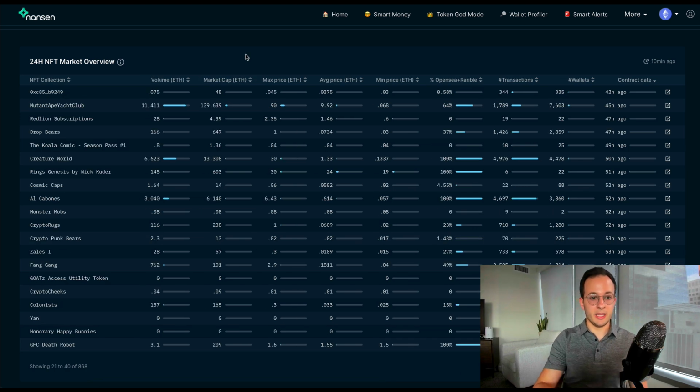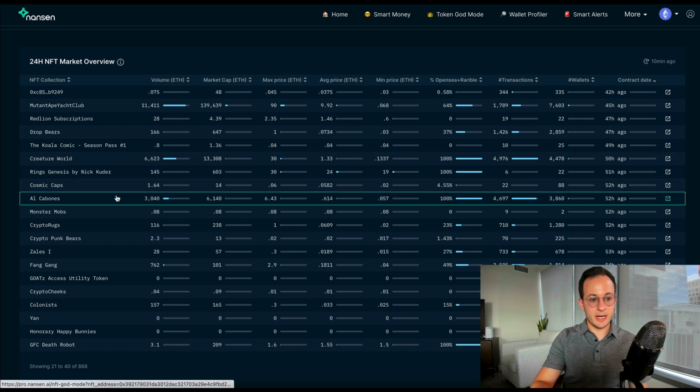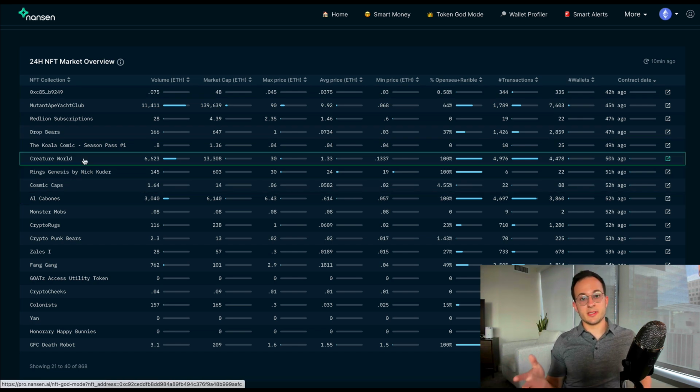So if we look here on the left, you can see there are 3 things that really stick out when we consider volume. Now the first is Mutant Ape Yacht Club. That's a Bored Ape Yacht Club derivative project. So of course that's going to be very popular. But the next 2 we see are Creature World here and Al Cabones. So for the purposes of this video, I'm just going to focus on Creature World. So let's just pick that one to dive a bit deeper in.